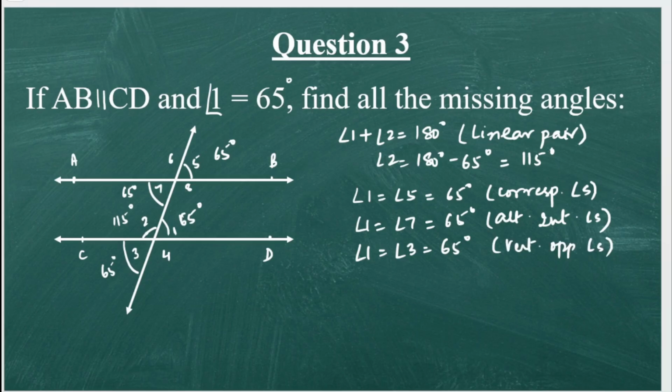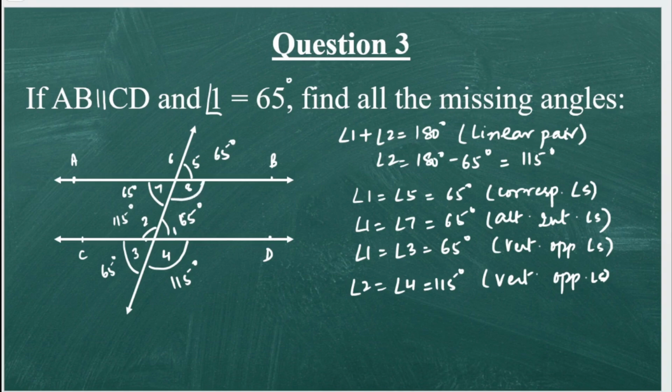Now, what will be angle 4? If angle 2 is 115, angle 4 will also be 115 because angle 2 and angle 4 are again a pair of vertically opposite angles. Now, which two angles are left? Angle 8 and angle 6. Angle 8 will be equal to angle 2 because they are alternate interior angles. So angle 8 is also 115.